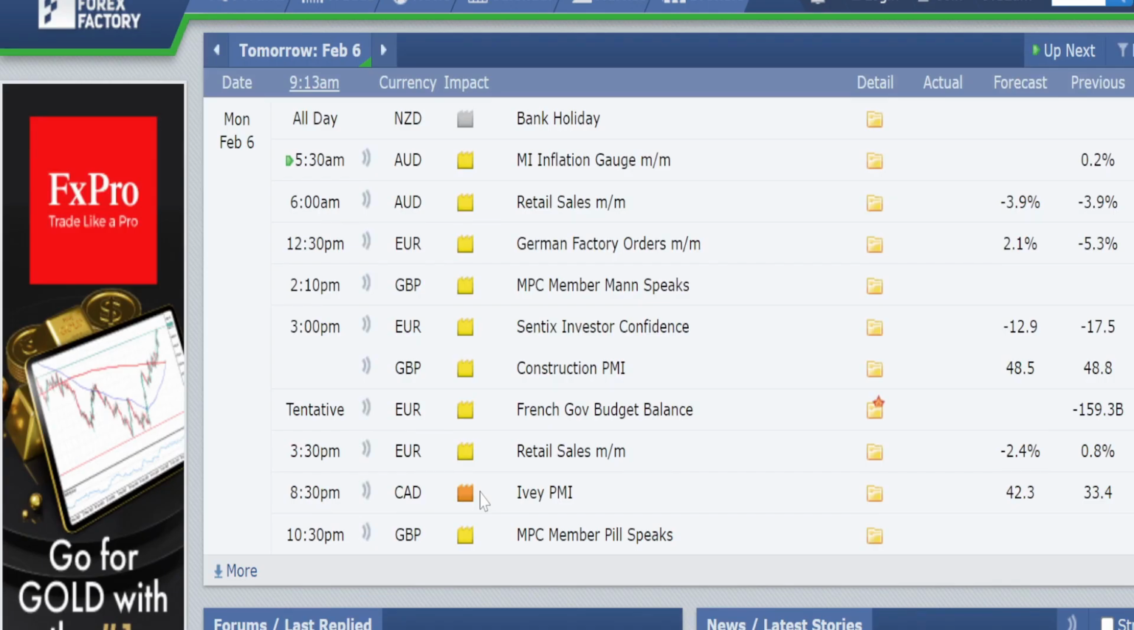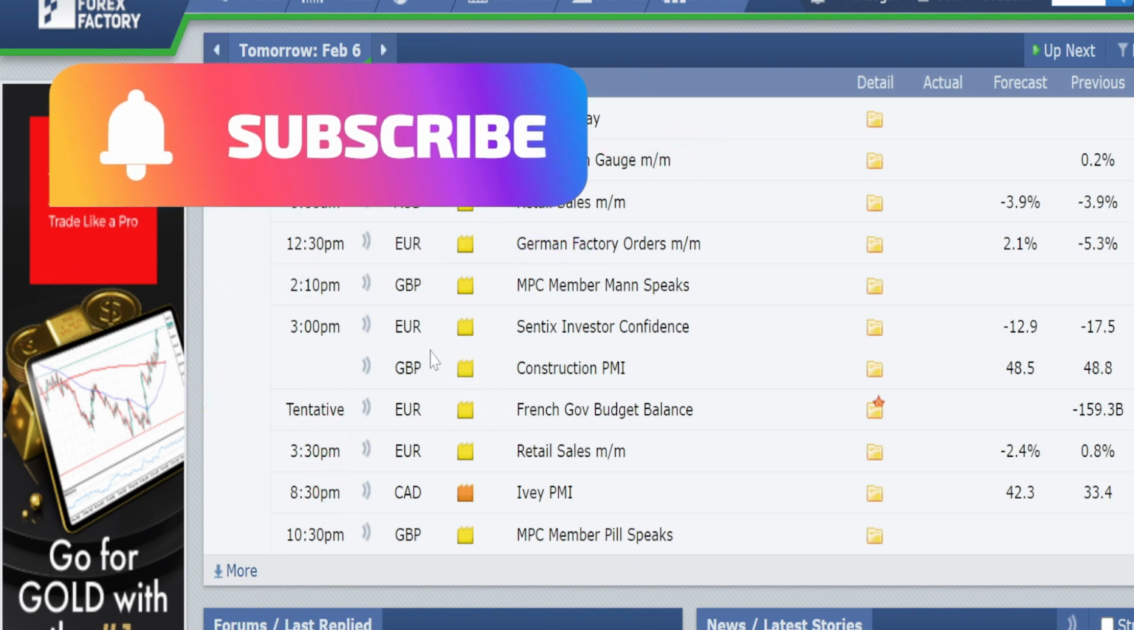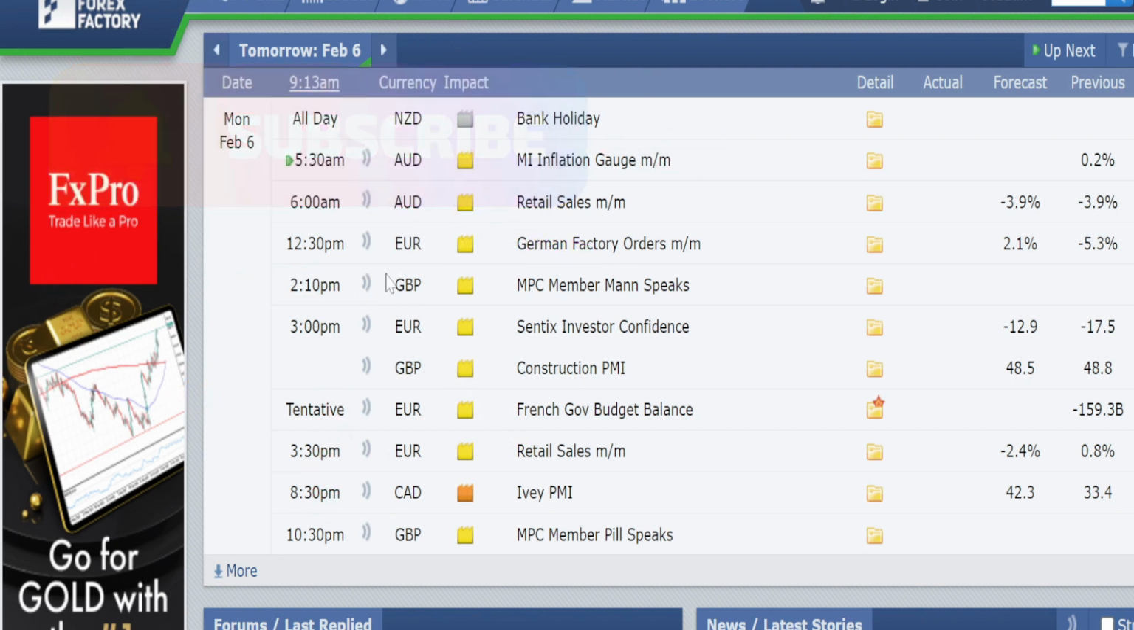So when we look at the economical events plan for Monday, it is going to be February 6th. We have New Zealand bank holiday and we don't have any high impact news for any of the major currency pairs. So we can expect current trend to continue or a consolidation on Monday in most of the major currency pairs. Let us begin with our gold analysis.